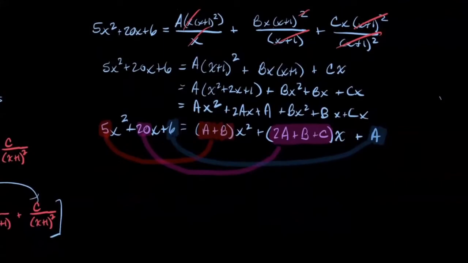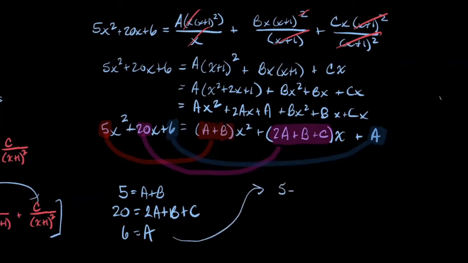So we know now that 5 is going to be equal to a plus b. We also know that 20 is equal to 2a plus b plus c. And then lastly, we know that 6 is equal to a. So if 6 is equal to a, that means that 5 is equal to 6 plus b. Well, that means that negative 1 is b.